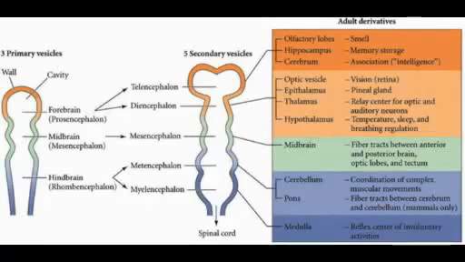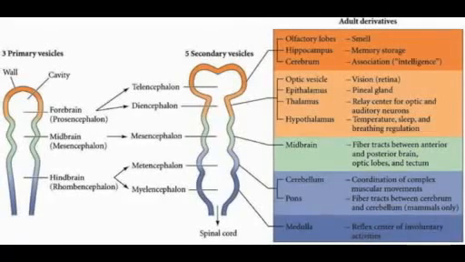Okay, so the border that we mentioned is, on that chart, between your orange part and green part. What is the border between the diencephalon and the mesencephalon, your middle brain? So what does the middle brain give you? The middle brain gives you fiber tracts between the anterior and posterior brain, optic lobes, and tectum. And then go to the next picture.